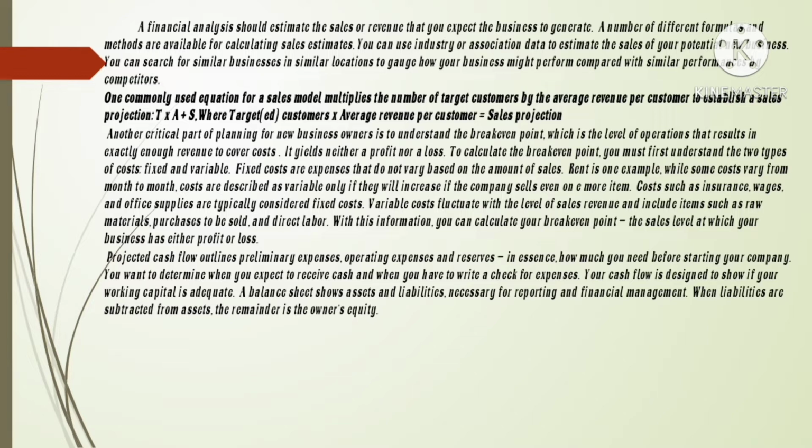by competitors. One commonly used equation for a sales model multiplies the number of target customers by the average revenue per customer to establish a sales projection. T times A equals S, where targeted customers times average revenue per customer is equal to sales projection.